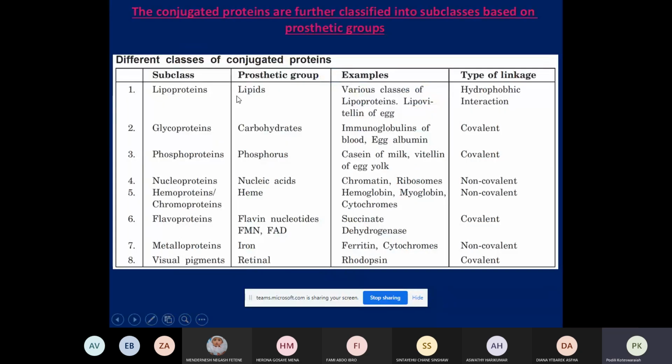And so, depending upon the prosthetic group, if the prosthetic group is lipid, then they are known as lipoproteins. If the prosthetic group is carbohydrate, then they are known as glycoproteins. If the prosthetic group is phosphorus, phosphoproteins. If the prosthetic group is nucleic acids, nucleoproteins, and so on. So the non-protein component present in the conjugated proteins is known as the prosthetic group.